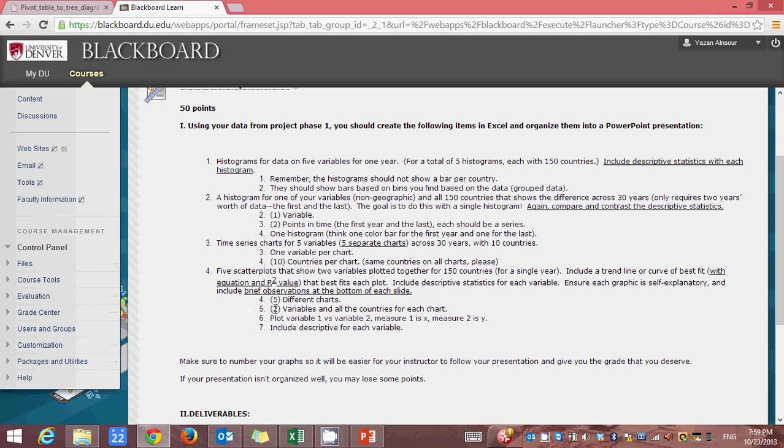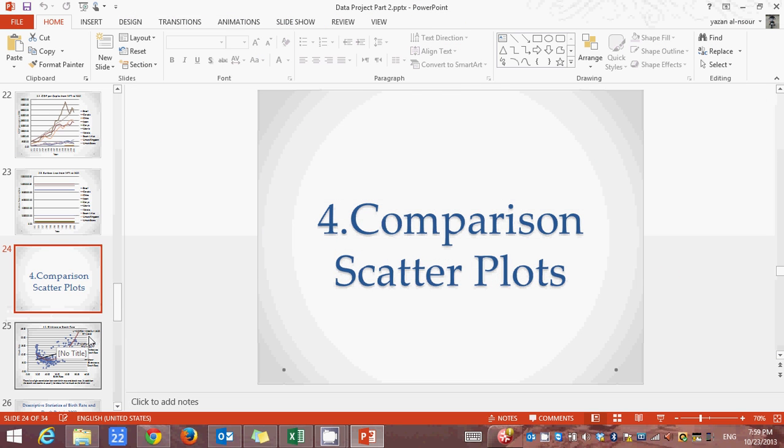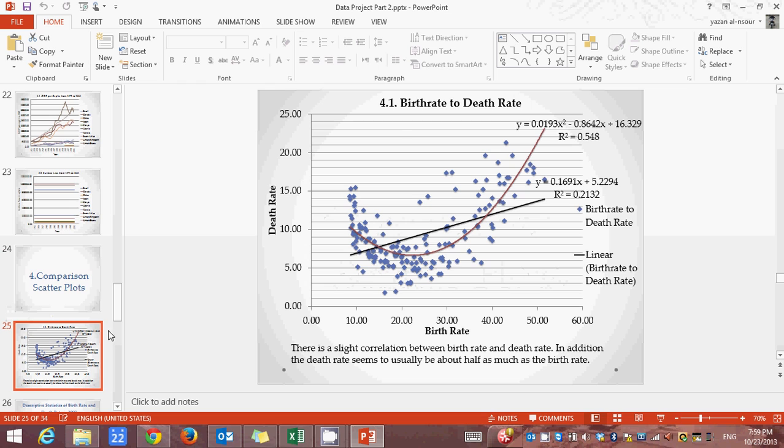So we have 5 different charts, 2 variables, and all the countries for each chart. Plot one variable versus the second. One should be measured on the x-axis, the other on the y-axis. Include descriptive statistic for each variable. So we have now a comparison scatter plot. We have now birth rate to death rate.